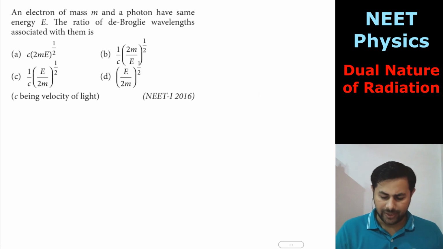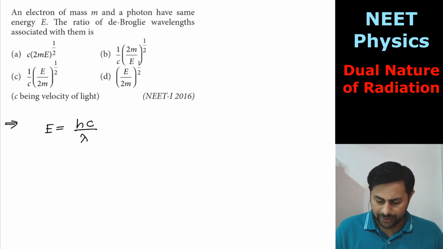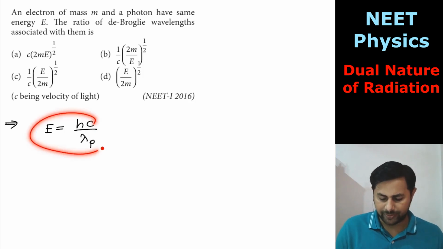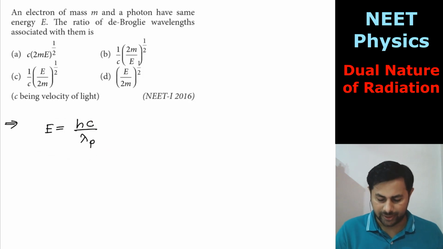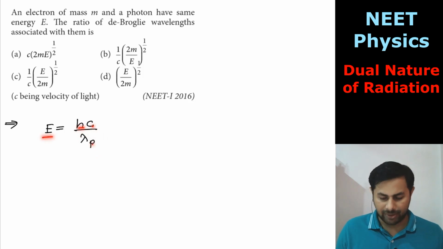All right, let's see next one. An electron of mass m and a photon have the same energy E. The ratio of de Broglie wavelengths associated with them is. So the electron's mass is m, and the photon and electron have the same energy. For a photon, E is equal to h nu, that is hc by lambda. So let's write this for the photon: E is equal to hc by lambda p. This is for a photon, we have studied this.